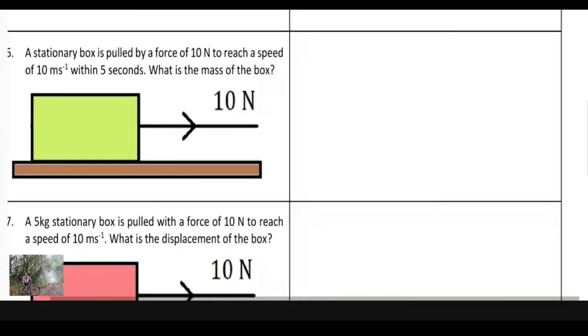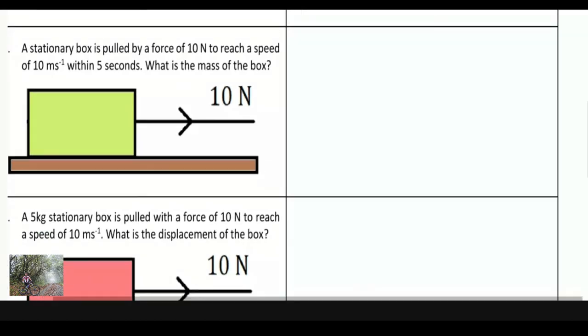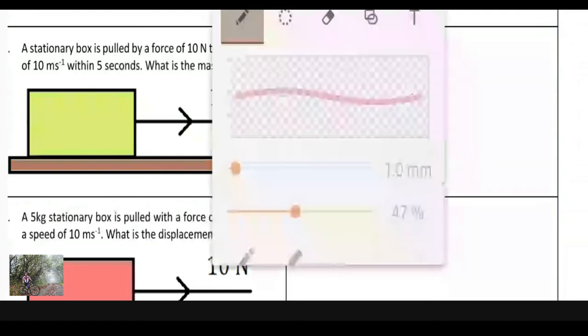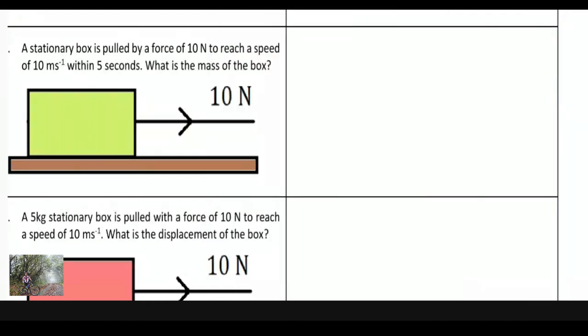A stationary box is pulled by a force of 10 newton to reach a speed of 10 meter per second within 5 seconds. What is the mass of the box? So when we look at here, what is the formula for mass, force and acceleration? F equal to ma. Okay, simple. So force is 10.